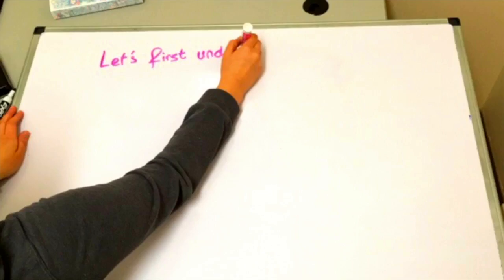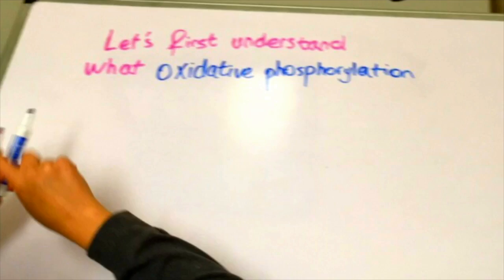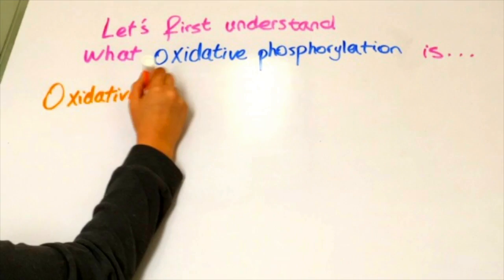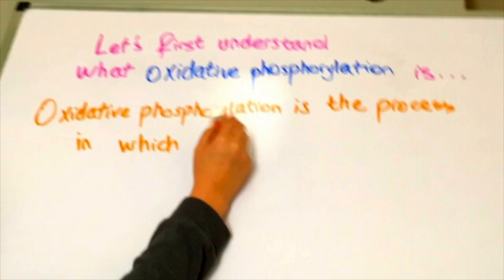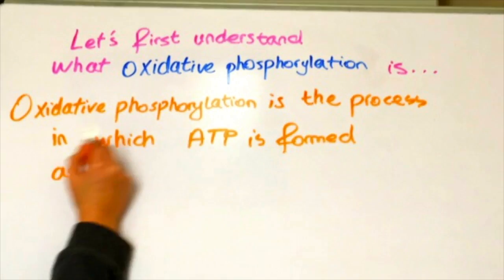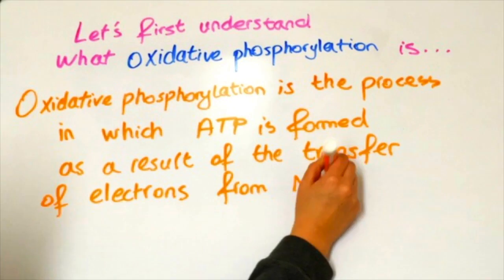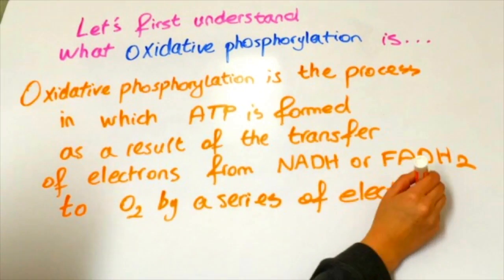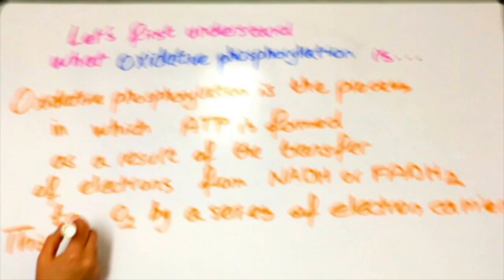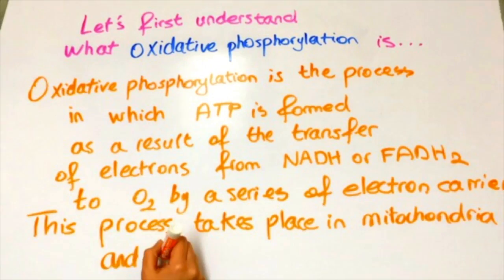Let's first understand what oxidative phosphorylation is. Oxidative phosphorylation is the process in which ATP is formed as a result of the transfer of electrons from NADH or FADH2 to O2 by a series of electron carriers. This process takes place in the mitochondria and is a major source of ATP in aerobic organisms.